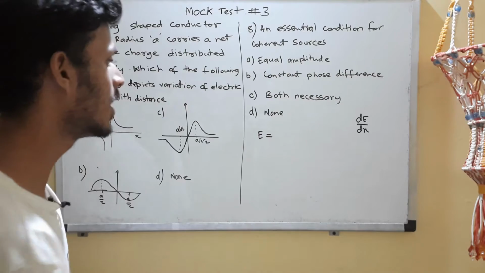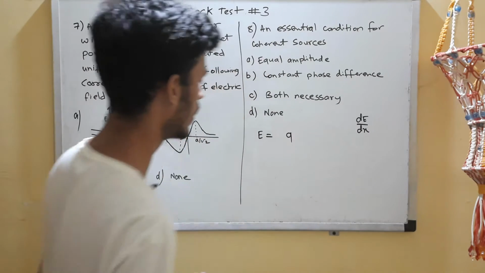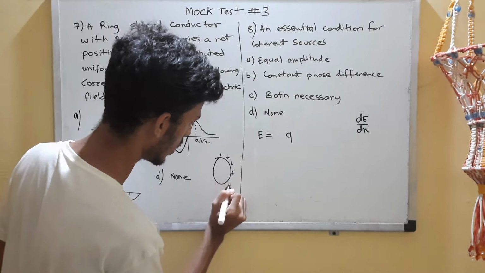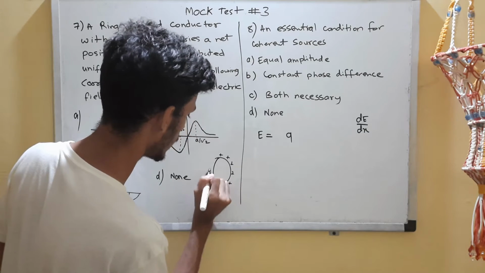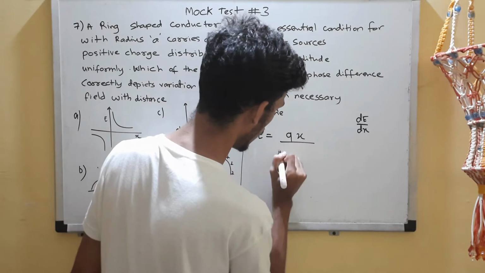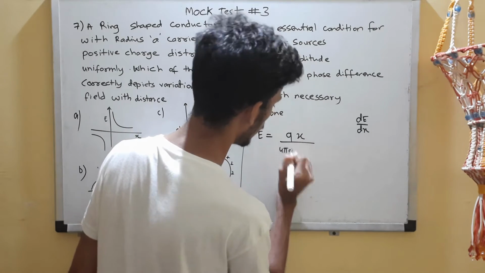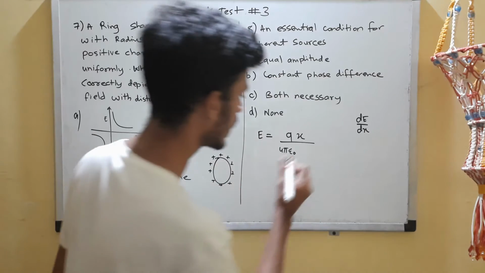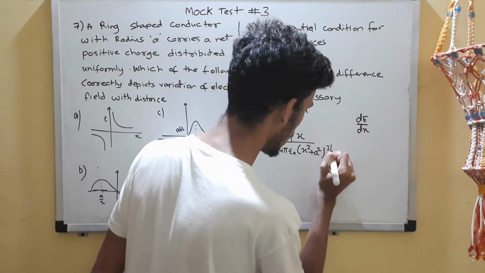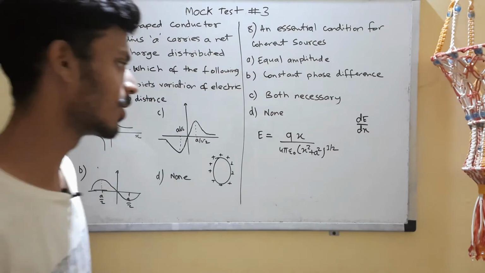Okay, I hope you know it. If you don't, please note it down somewhere: the electric field due to a ring which carries a uniform positive charge around it is given as qx upon 4 pi epsilon naught, or q upon 4 pi epsilon naught times x upon (x square plus a square) raised to 3 by 2. Pretty much similar to your dipole.